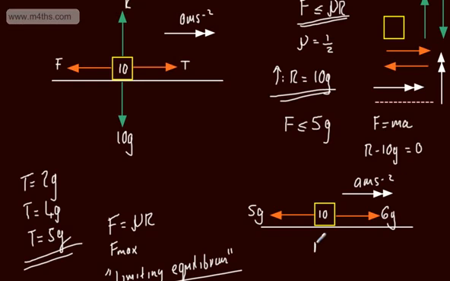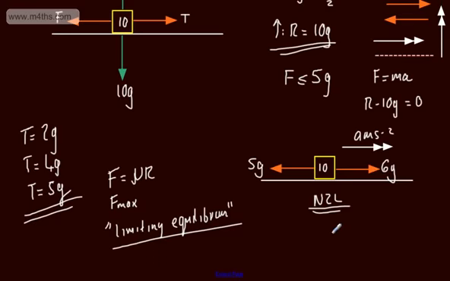Using Newton's second law, often written as N2L, F is equal to ma. We saw that in the first video. So now if we resolve in the direction of motion, we're going to have 6g minus 5g equal to 10 multiplied by a. That's just mass times acceleration.